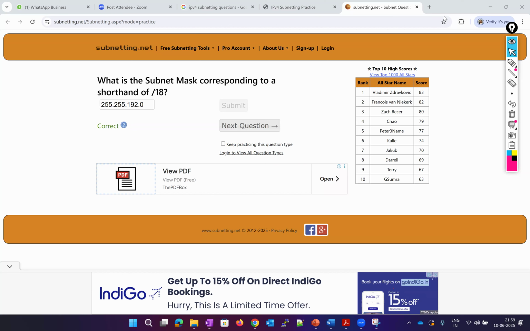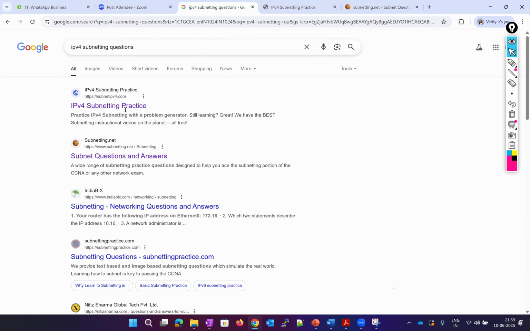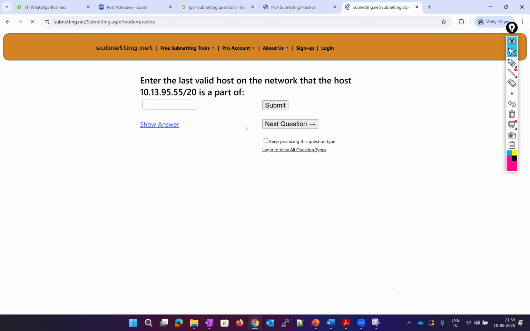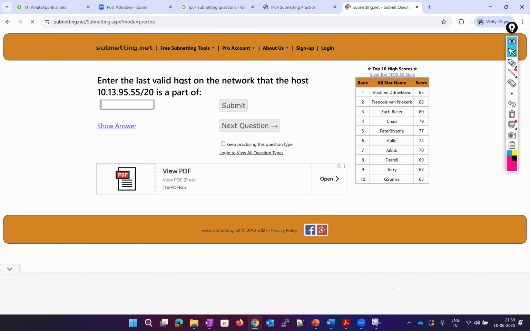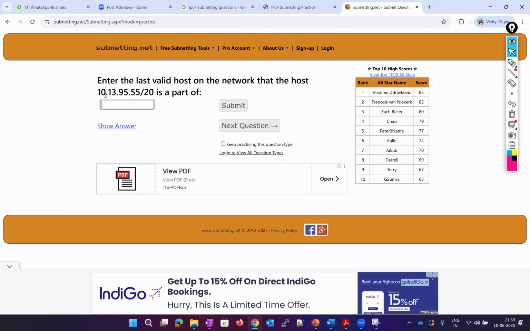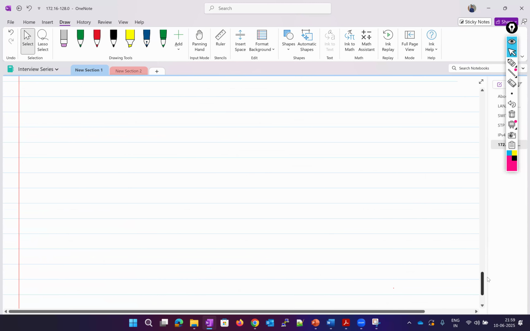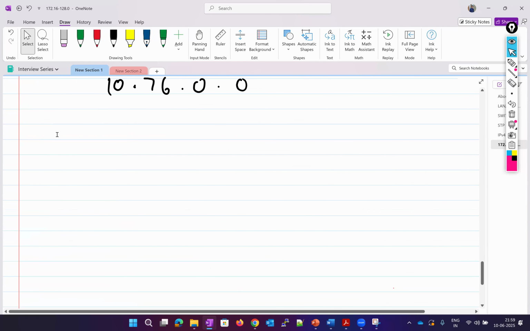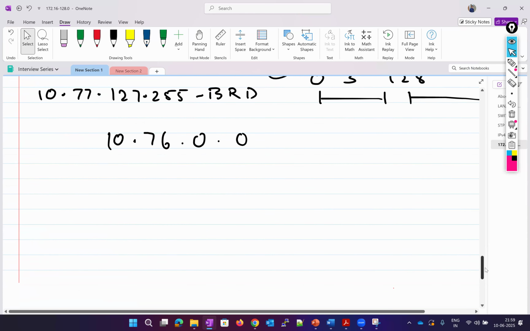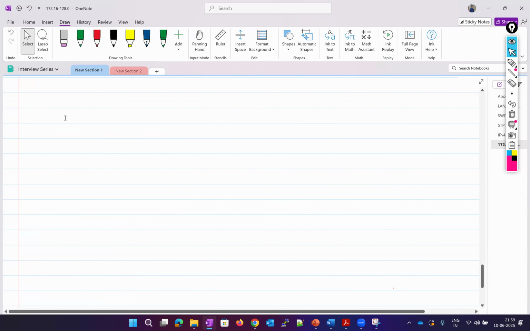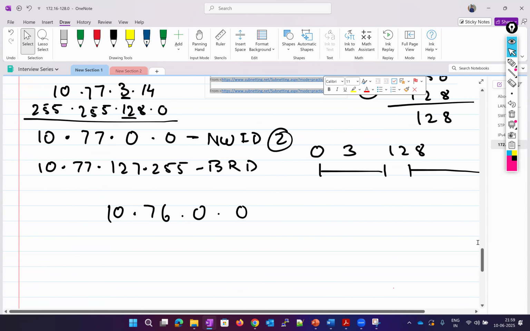Which URL is this? Subnetting.net. I just did a Google search. Next question: enter the last valid host on the network that the host is part of. Let me copy that and paste it in our notepad.